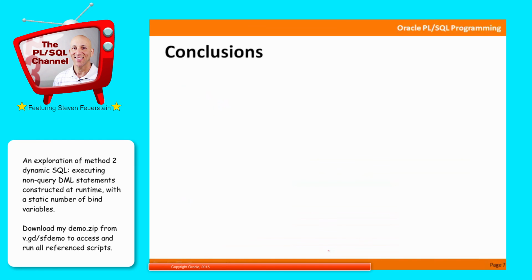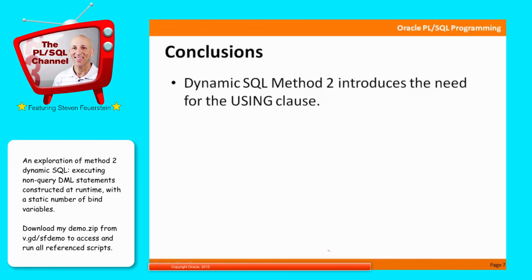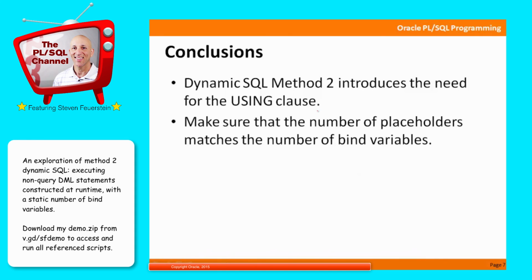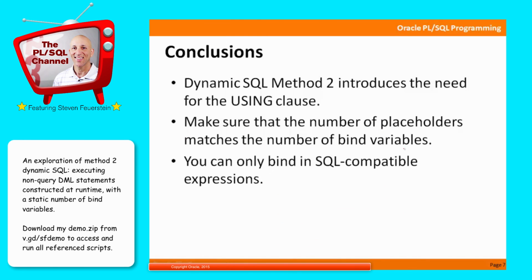Draw some conclusions. Dynamic SQL Method 2 introduces the need for the using clause. That's what Method 2 means. You have a fixed number of bind variables known at the time of compilation. So I have a using clause to basically match up my actual values with my placeholders, and you need to make sure that the number of placeholders always matches the number of bind variables, even if the placeholder name is used multiple times. You need a distinct set of bind variables in your using list.